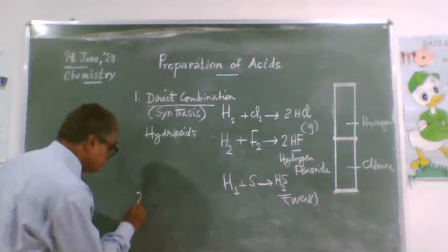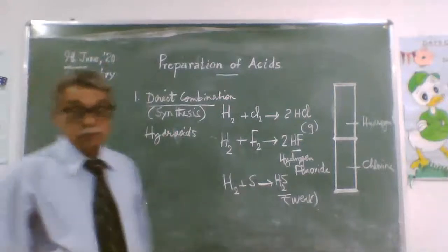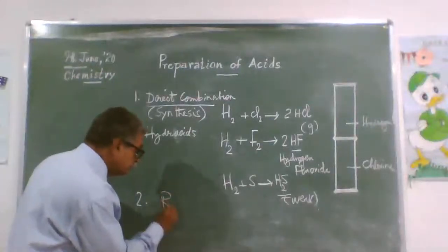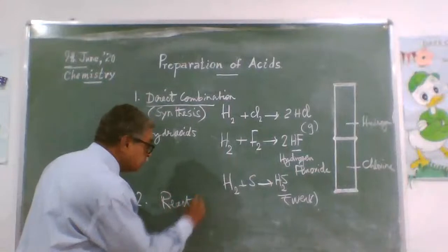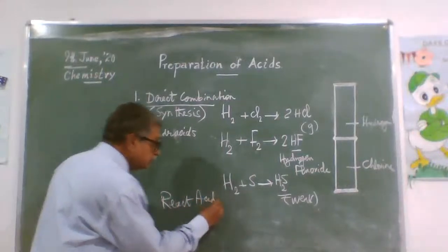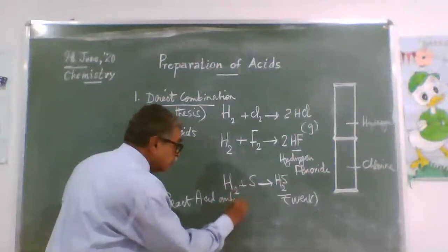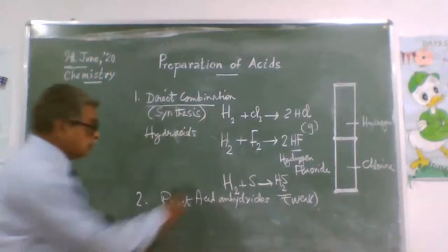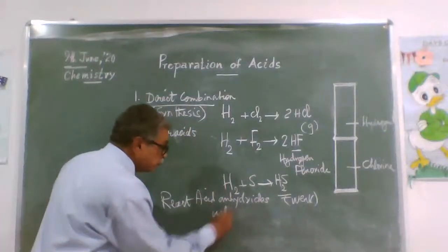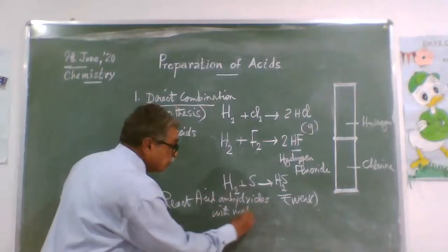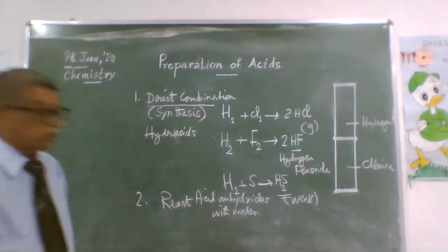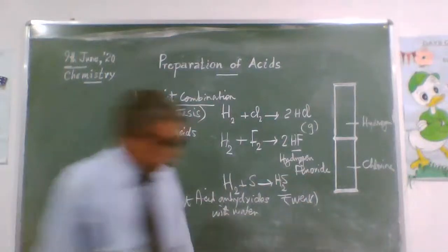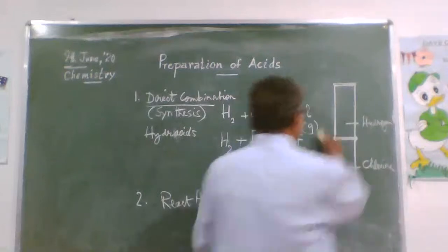Now the second method to prepare acids is to react acid anhydrides with water. If you are clear about this, I'll rub it off so that I can show the rest clearly.